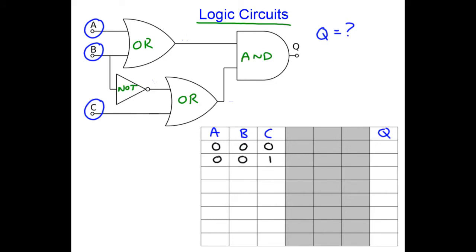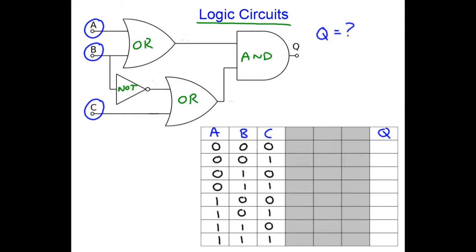0, 0, 1, binary 1; 0, 1, 0, binary 2; 0, 1, 1, binary 3; 1, 0, 0, binary 4; 1, 0, 1; 1, 1, 0; finally 1, 1, 1, binary 7. So the question is, how do we work out what Q is from there?